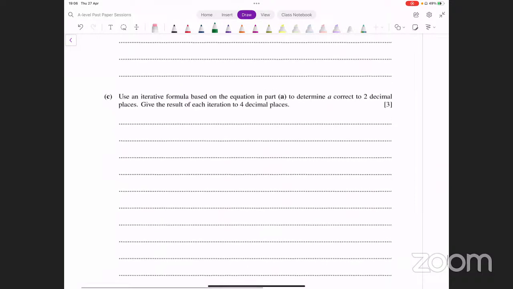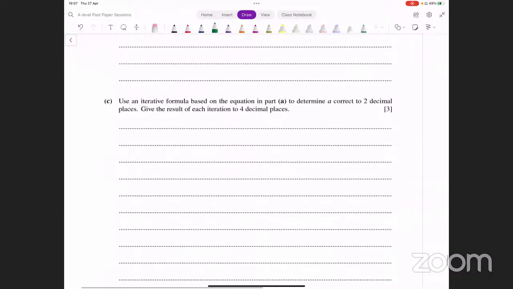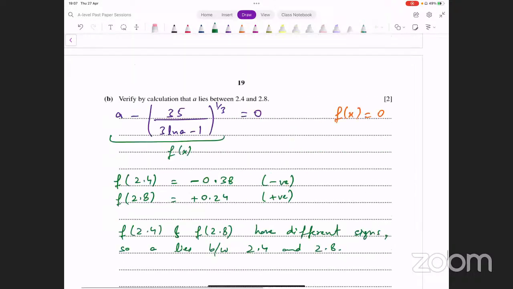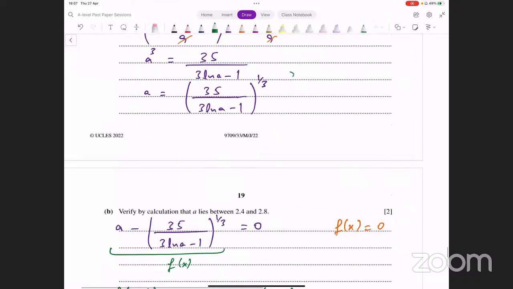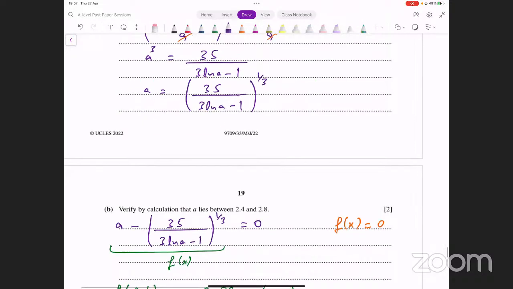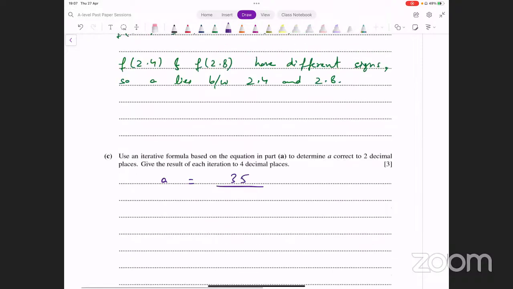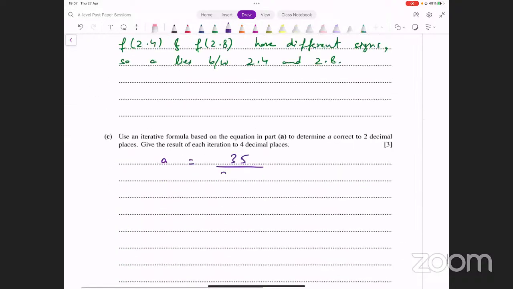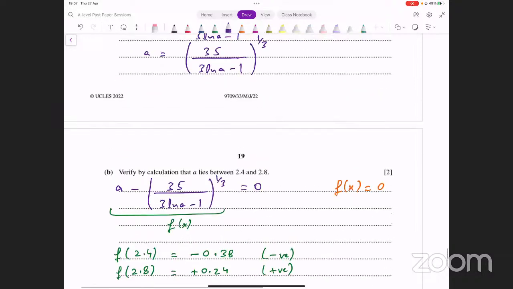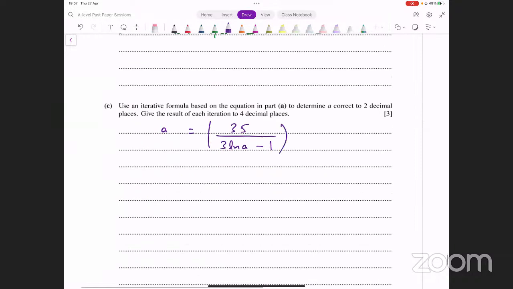Now it says use an iterative formula based on the equation in part A to determine A correct to 2 decimal places, give the result of each iteration to 4 decimal places. Now using this equation you have to make an iterative formula. It is already given in that form: one A is on one side, everything else is on the other side. Let's write that down. A equals 35 over 3 ln A minus 1, whole raised to power 1 over 3.